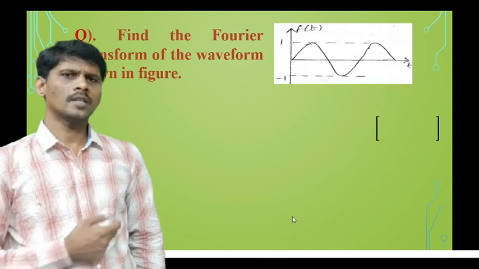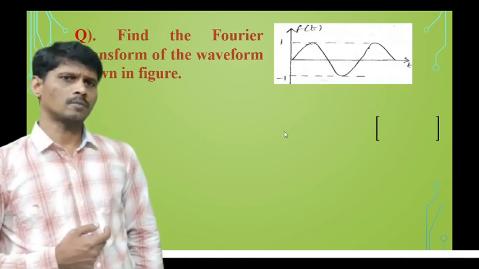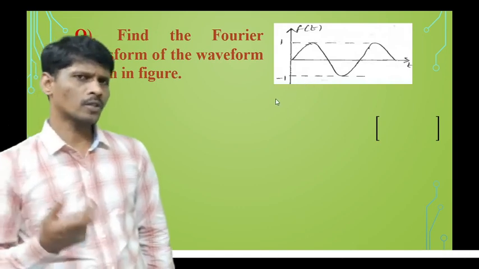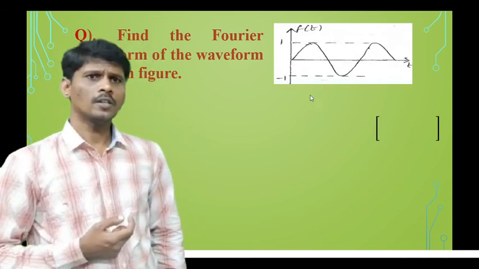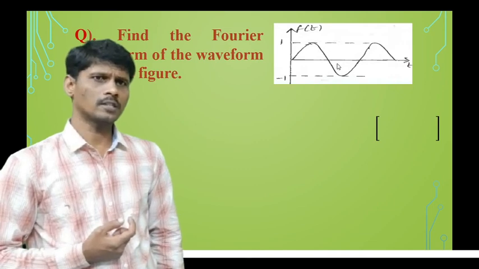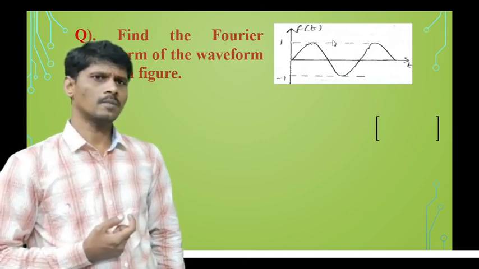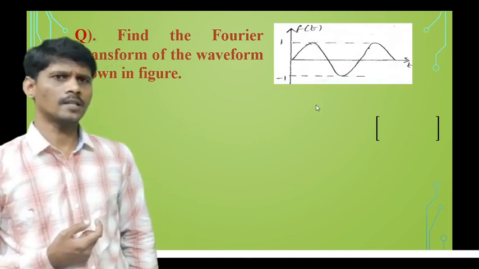And similarly, calculate the Fourier transform of this waveform. This waveform is the product of two waveforms: one is a sinusoidal signal and the second one is a unit step signal. This is the sinusoidal signal, this is the unit step signal. So similarly, calculate this example.